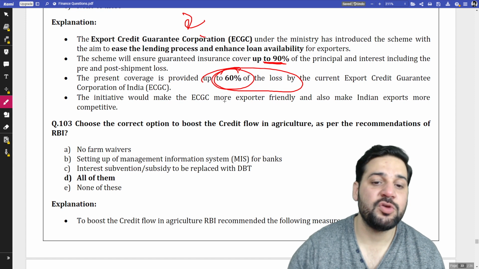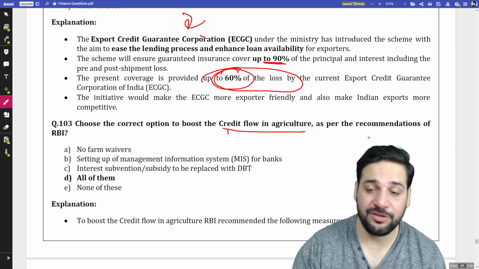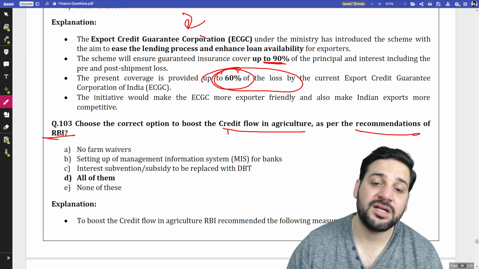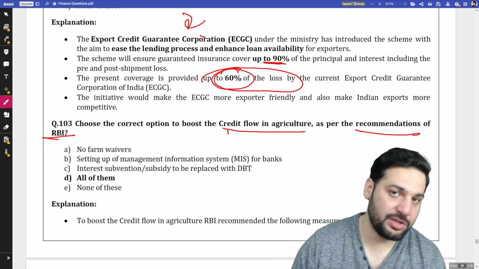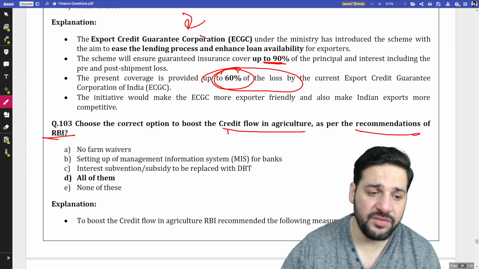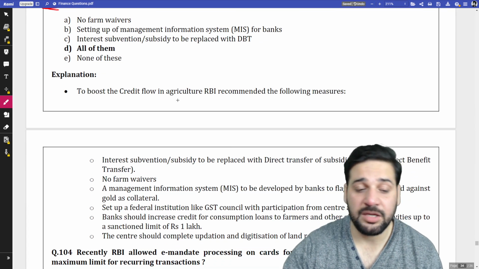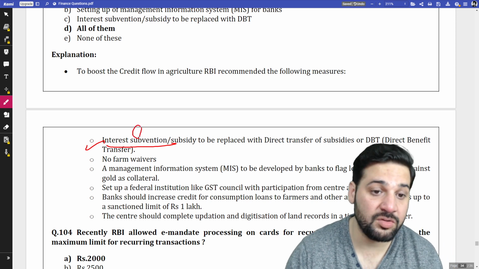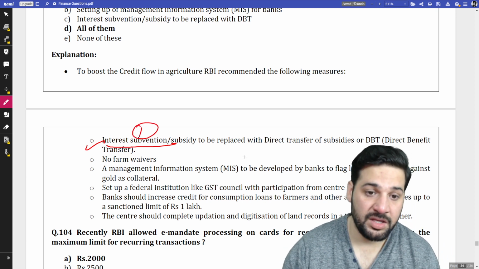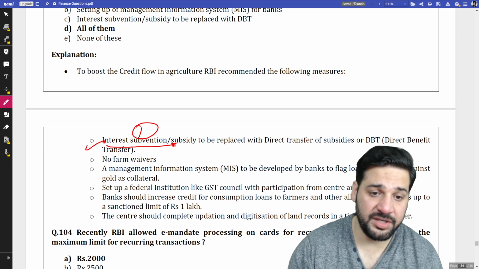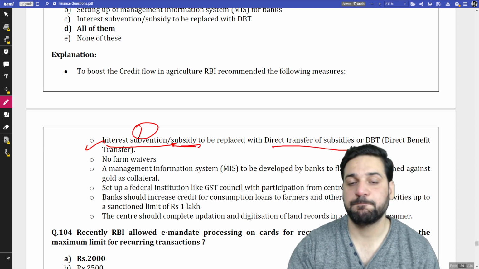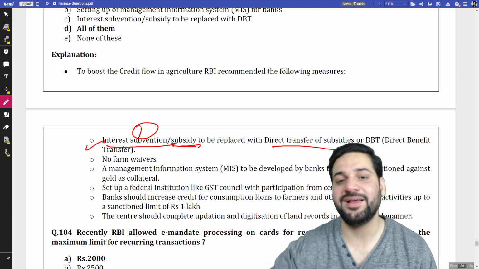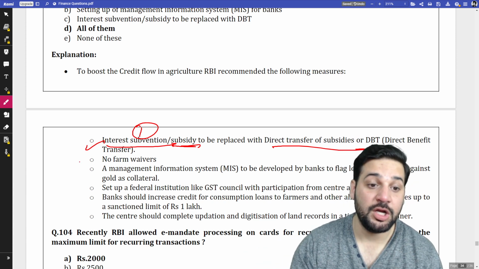Choose the correct option to boost the credit flow in agriculture as per the recommendations of RBI. There was a report by RBI on credit in the agriculture sector. Various recommendations were given. Interest subvention was one of the main recommendations: the interest subvention subsidy to be replaced with DBT. So remove the interest subvention subsidy and replace it with direct benefit transfer. No farm waivers.